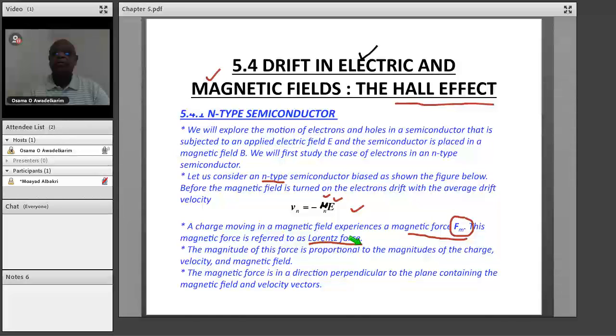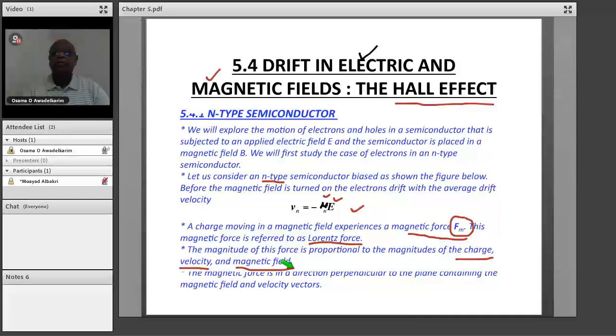Lorentz, after the physicist who first observed this force. So this Lorentz force is the force that results from the magnetic field. This force is proportional to the magnitude of the charge. The more charge you have, the more force you have. It is also proportional to the velocity. We said that this charge has to be moving, so the larger the velocity of the charge, the larger the magnetic force. And the larger the magnetic field, the larger the magnetic force. So it depends on the charge, on the velocity, as well as on the magnetic field.